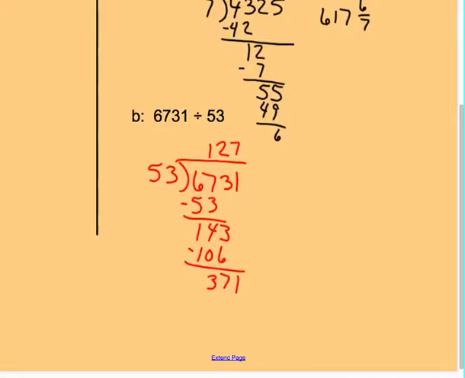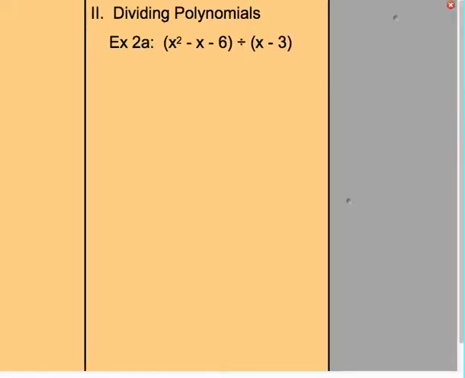Let's see if that works. 7 times 3 is 21. Perfect. It goes in exactly 7 times. So this time we have no remainder. What that means is 53 is a divisor of 6,731. All right, moving on to dividing polynomials.